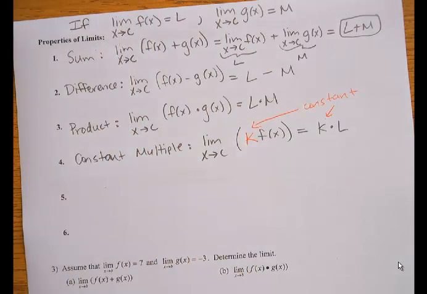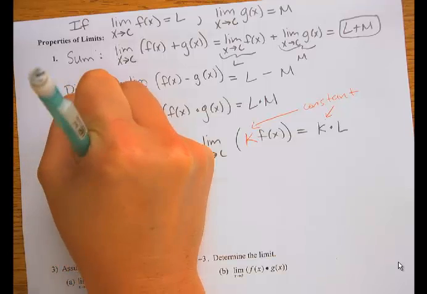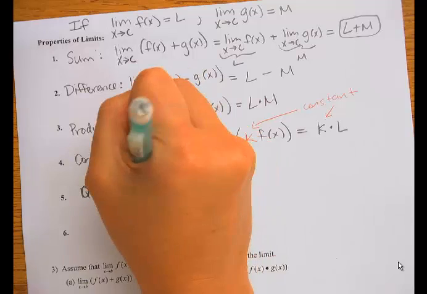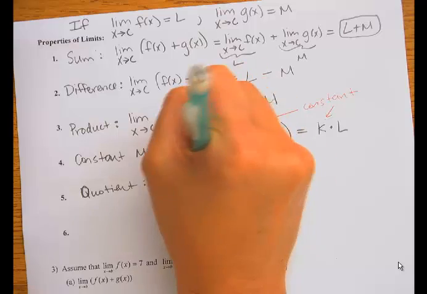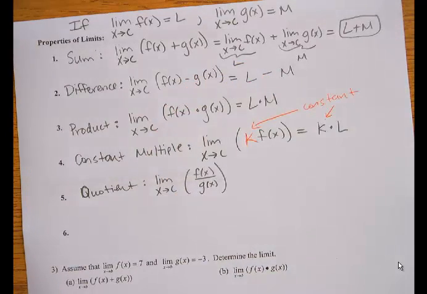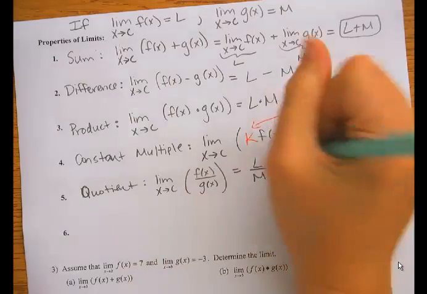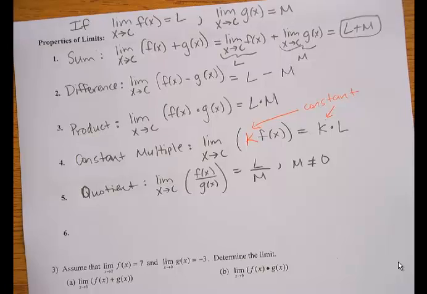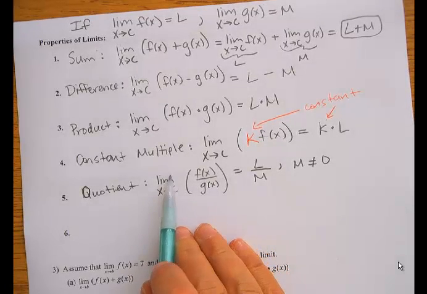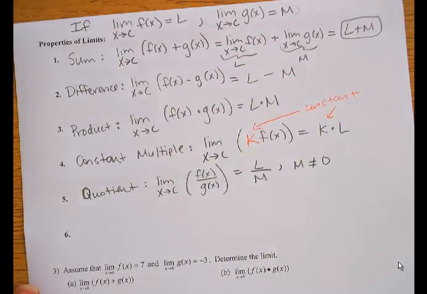Okay, and then if I wanted to divide two functions or find the limit of the quotient of two functions, then all I need to do is find their limits separately and divide them, as long as, hopefully you guys are catching this, as long as m is not 0. Then I can divide to my heart's content. So this works as long as the limit as x approaches c of g of x, this guy right up here, is not equal to 0.